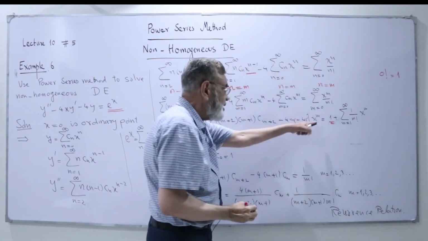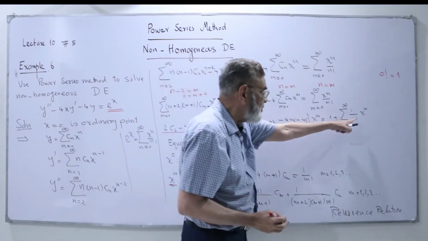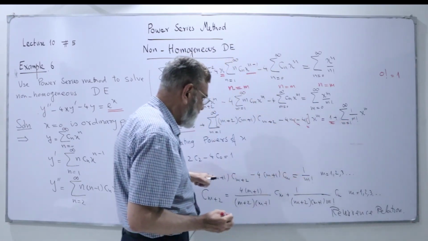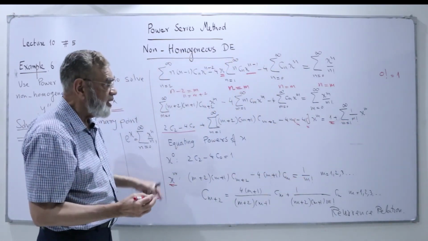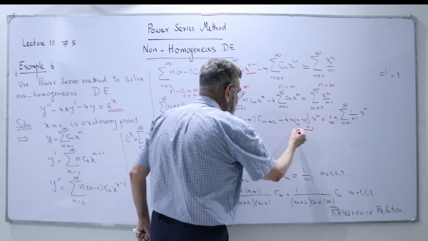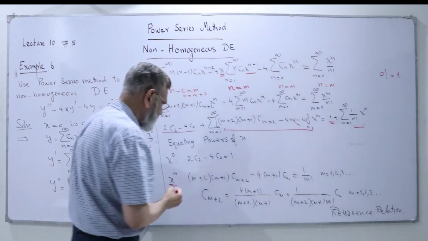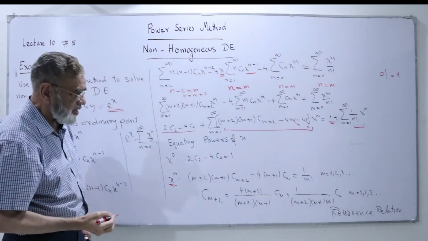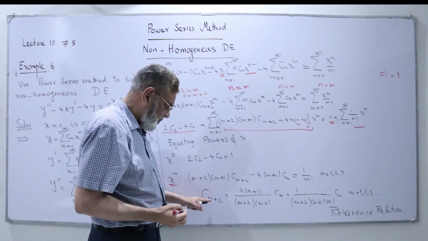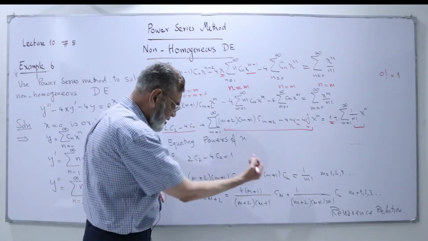So we get here 1 upon m factorial x to the power m. When we equate, we take the coefficient of x to the power m on one side equal to this coefficient, and we have this equation. Now we always take the subscript, the bigger one, on the right hand side, and the other on the left hand side.